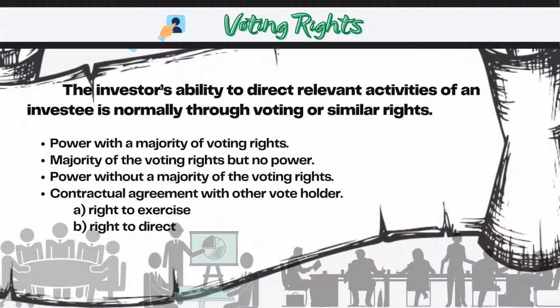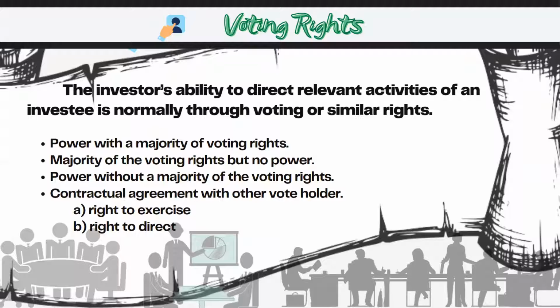Next, we have the voting rights. The investor's ability to direct relevant activities of an investee is normally through voting or similar rights. So when an entity has voting or similar rights in respect to another entity, an entity should consider whether those rights give it the current ability to direct the relevant activities of the other entity.